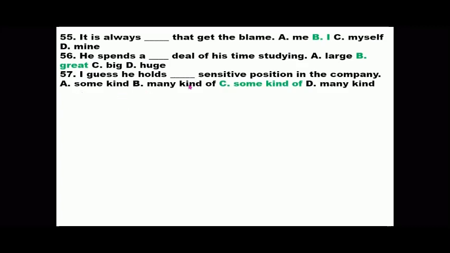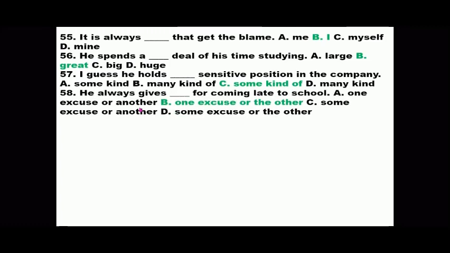57. I guess he holds dash sensitive position in the company. Some kind of sensitive position, okay? 58. He always gives dash for coming late to school. He always gives one excuse or the other. That's the correct option. One excuse or the other.